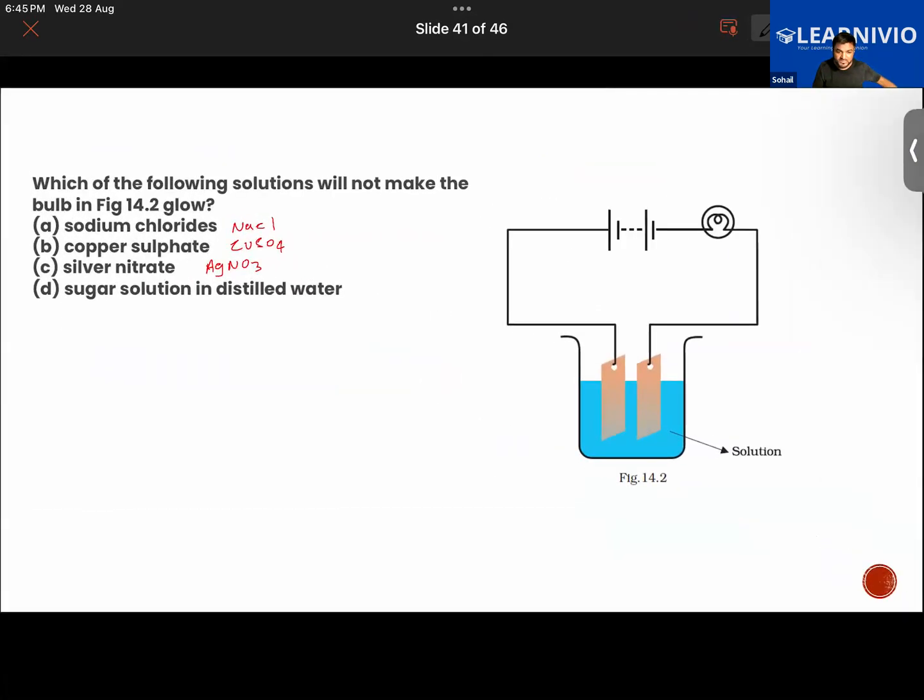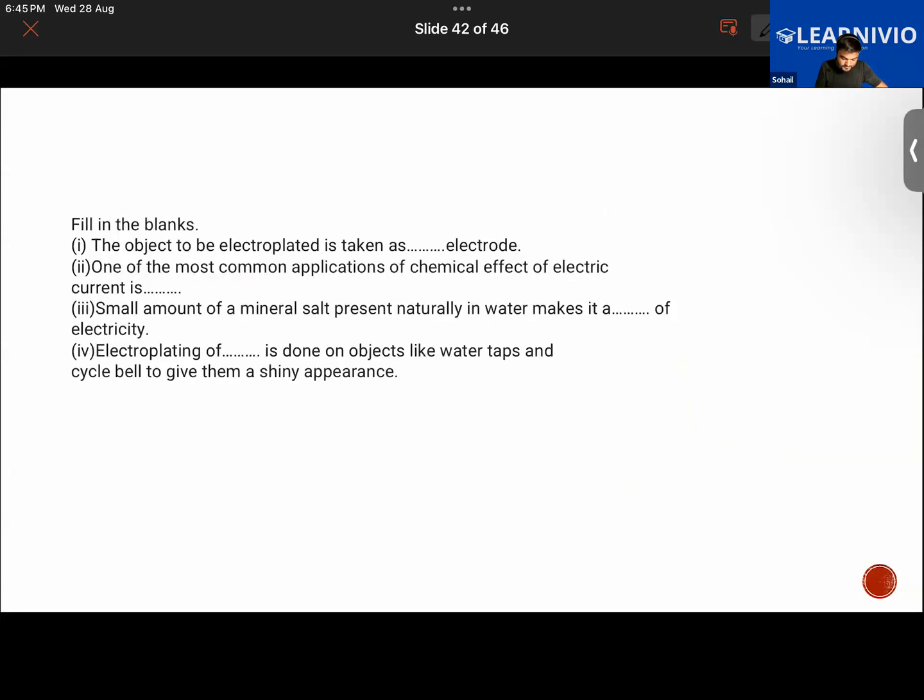Khadija, you didn't answer this one, by the way. Okay, Ronnie, you haven't got the syllabus yet. Okay. So this question was which of the solutions will not make the bulb glow? Sir, sugar solution. Exactly, sugar solution. Very good.